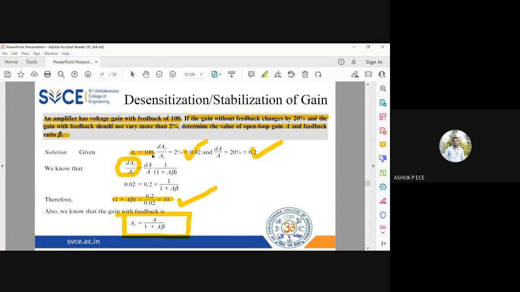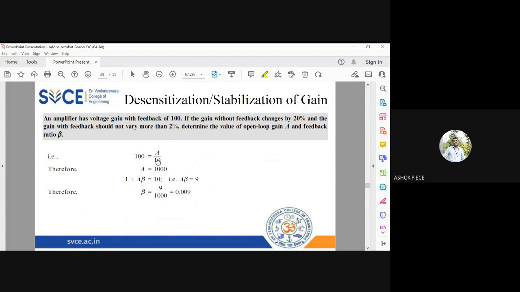And AF is 100. So 100 equals A by 10, or A is equal to 1000. So the value of gain without feedback is 1000. And 1 plus A beta is 10, so A beta should be 9. So beta should be 9 by A. A is 1000, so beta should be 9 by 1000, or 0.009.